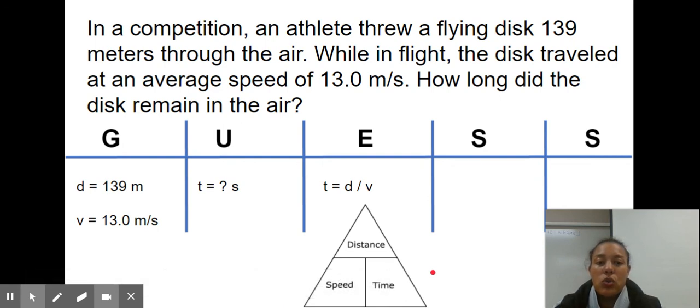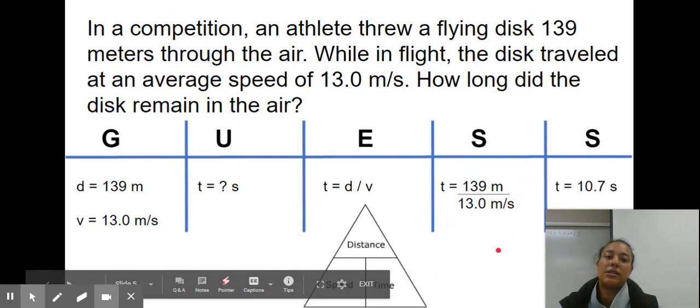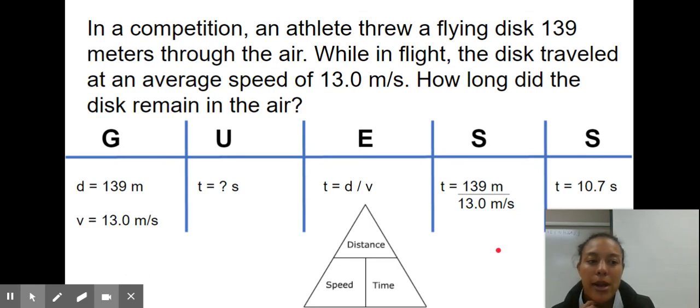Then I'm going to set it up and plug in my variables to my equation. And then again, my meters will cancel out because one's in the numerator, one's in the denominator, and I'll be left with seconds in the end. And that should be 10.7 seconds. And you can double check my math on that one.